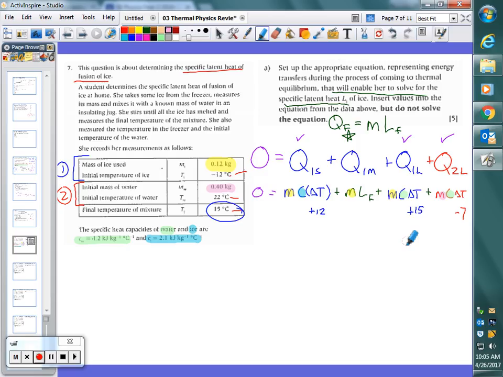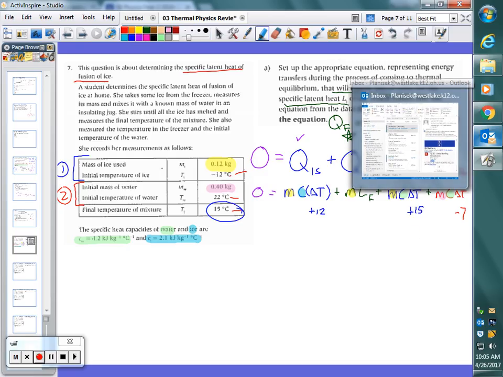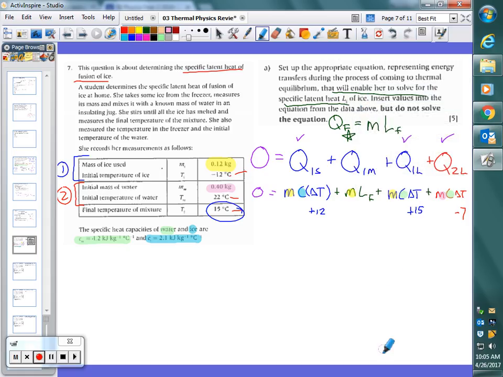Does it want us to rearrange that? You could, I suppose. All it says is set up an appropriate equation representing the energy transfers. So I guess you could set it up to equal L, but that equation would give you enough to solve for L. Now it's just a matter of algebra and getting where it needs to go. All right, good there?